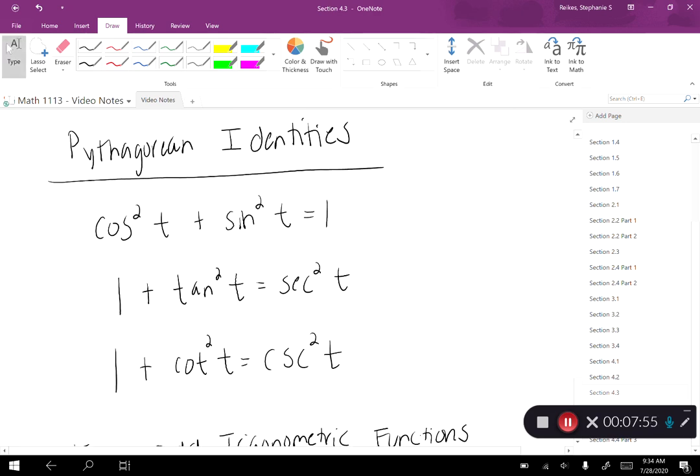There are 3 Pythagorean identities to take note of. I go into more details on these 3 a little bit later in this semester, but for now you can jot these down. Cosine squared plus sine squared is 1, 1 plus tangent squared is secant squared, and 1 plus cotangent squared is cosecant squared.